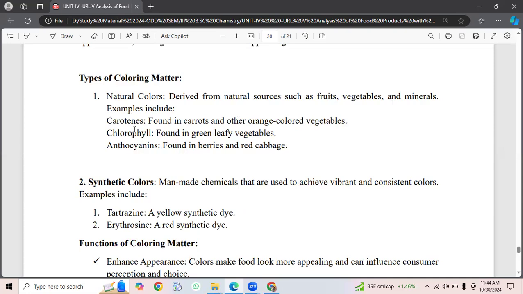The first one is carotenes. The second one is chlorophyll. The third one is anthocyanins. These three are the natural colors added into food. Carotenes are found in carrots and other orange colored vegetables. Chlorophyll is found in green leafy vegetables. Anthocyanin is found in berries and red cabbage. So this type of natural fruit and vegetable coloring can be added to foods.